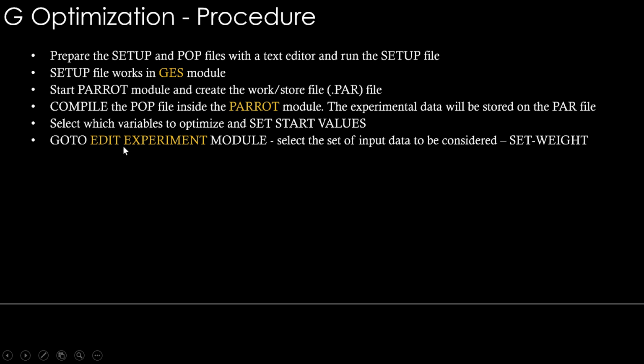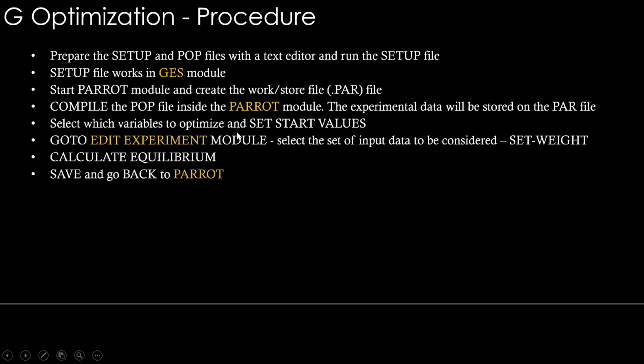Then go to the edit experiment module. This is a different module. Now, modules are highlighted in yellow color. So go to the edit experiment module and select the input data to be considered and set weight to them. By setting weight, we can select the input data. For others, we can set weight as 0. The input data that we don't want to be optimized at any stage, we can assign weight 0. Then calculate equilibrium. This is the forward calculation we are talking about.